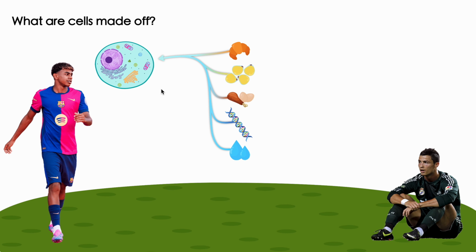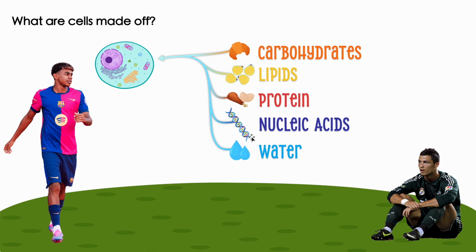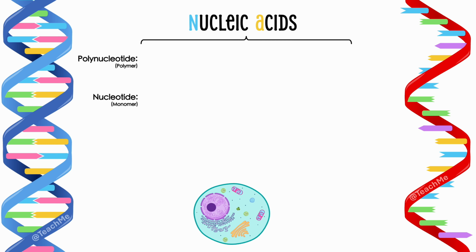Now we know that organisms are made up of cells, but what are cells made of? We know that cells are made up of many molecules, and we can categorize them into these 5 categories. Now in this video, we are specifically going to focus on this one right here, nucleic acids. Now, what in the heck are nucleic acids?